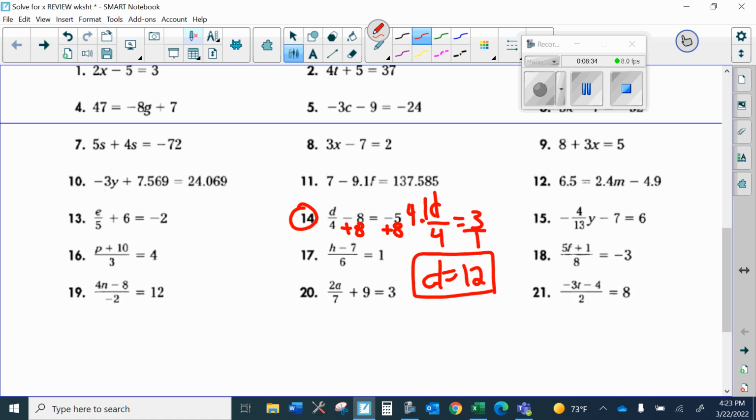The reciprocal will be 4. Whatever you do to one side, you do to the other side. 3 times 4 is 12. So you can see you get the same answer whether you set it up as a proportion and cross multiply, or if you just multiply by the reciprocal of 1/4 being 4.